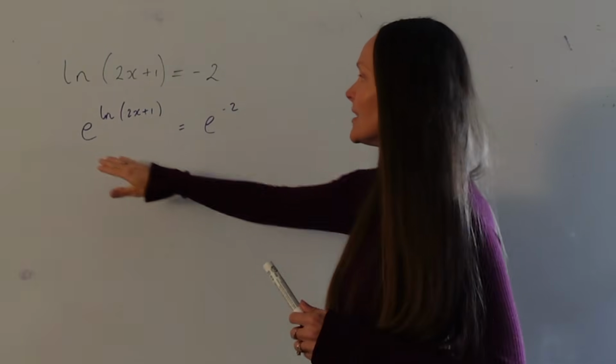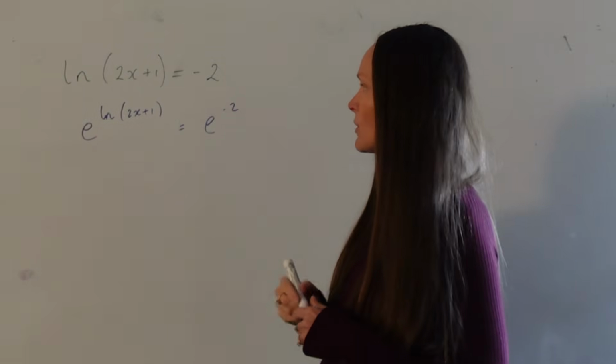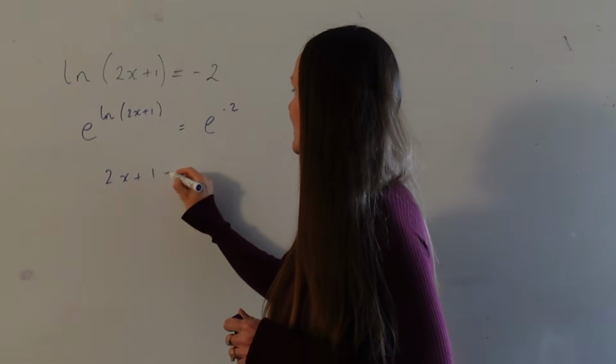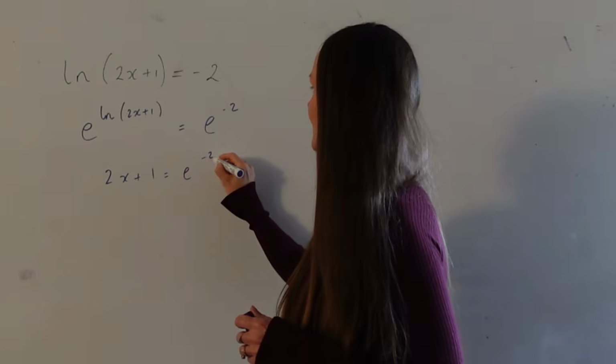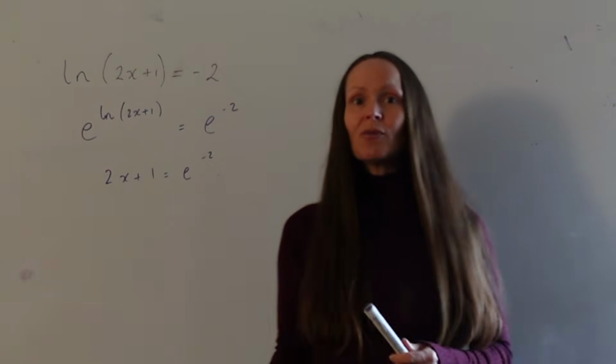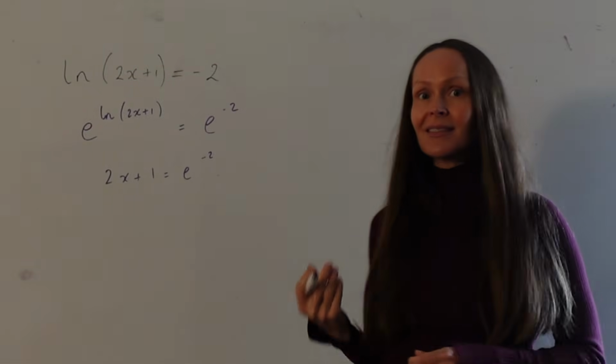Remember, e to the x cancels out ln, so we're left with what's inside the logarithm, inside the brackets here, 2x plus 1. And this is equal to e to the negative 2. Now we have our equation written without the logarithm, which is much easier to solve. We just need to rewrite it, making x the subject.